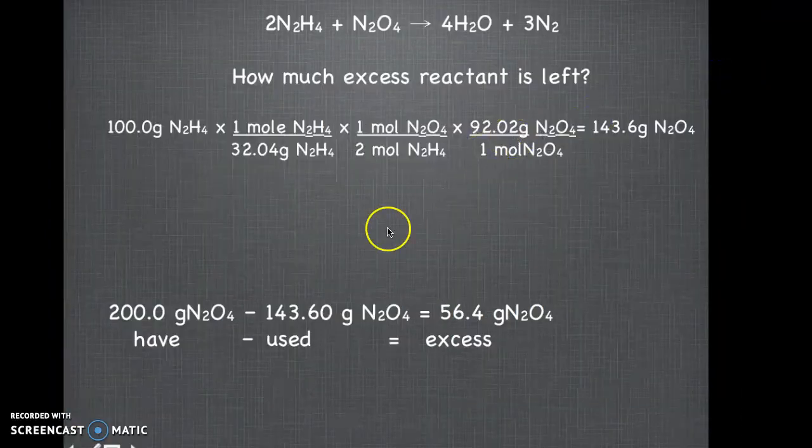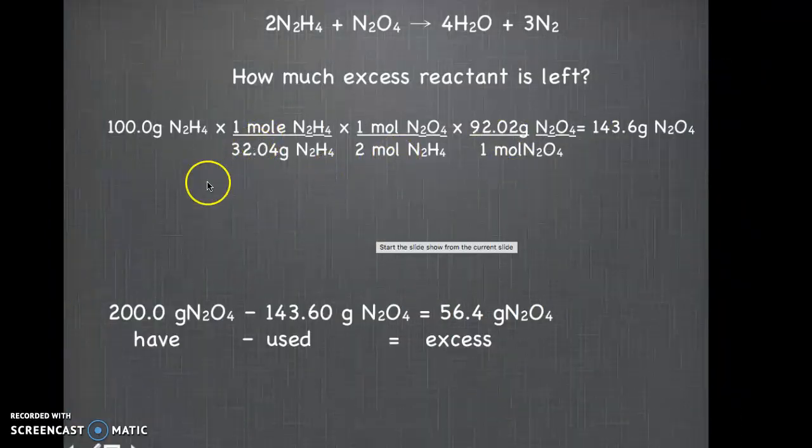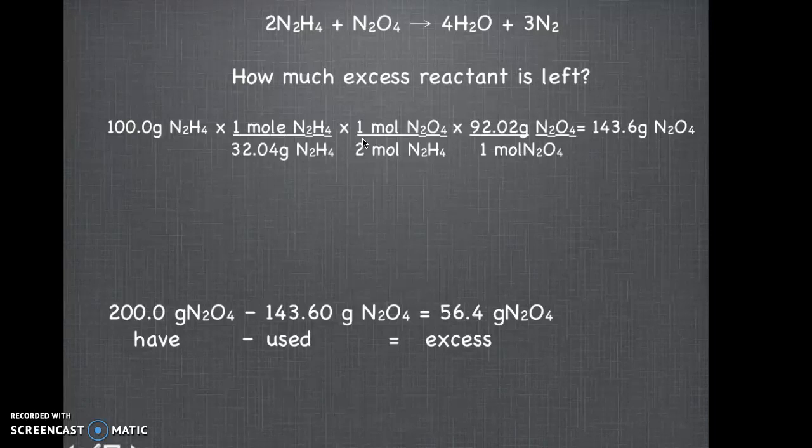Okay, sorry. The last video cut off the very third setup for how to solve this problem for how much excess reactant is left. So let me go ahead and start from where I left off right here. So we talked about this setup right over here, which is giving you a calculation setup for excess reactant.